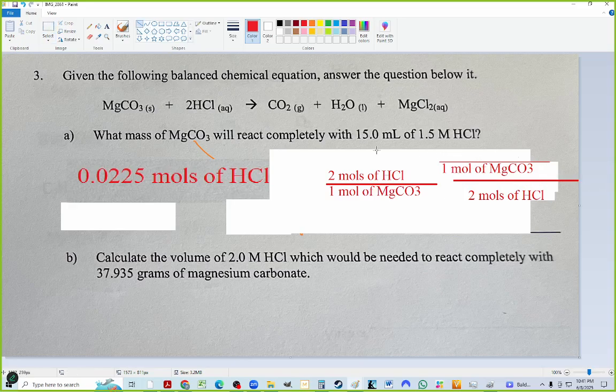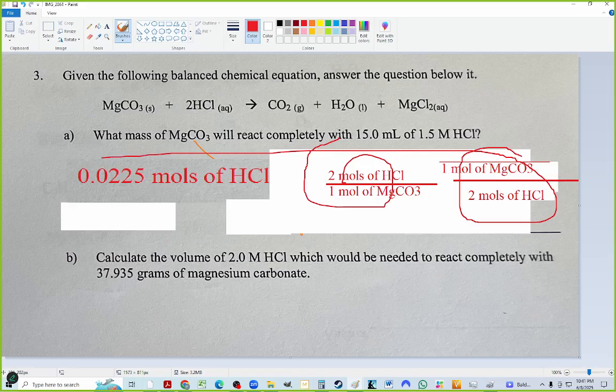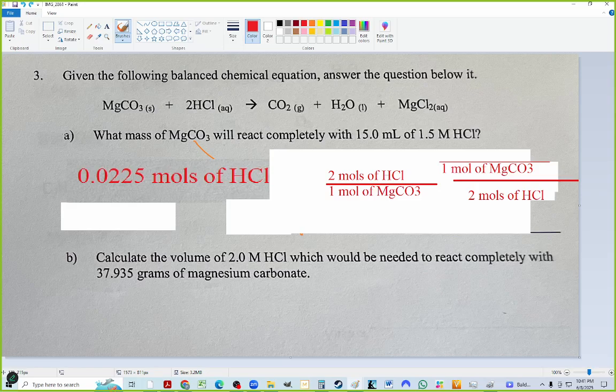So which fraction do I use? Do I use this fraction, or do I use this fraction to multiply this? And why? Just give me a minute to look at it. Yeah, so right now we can just cross out the mole of MgCO3 and the mole of HCl, and we just get 2 over 2, which is 1.